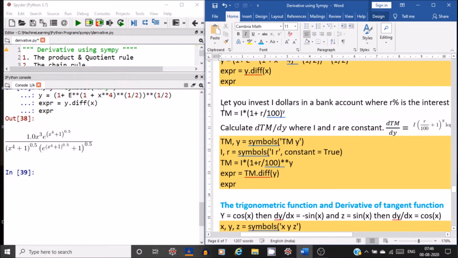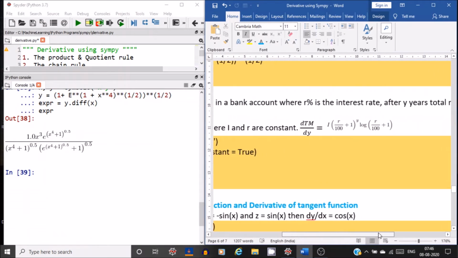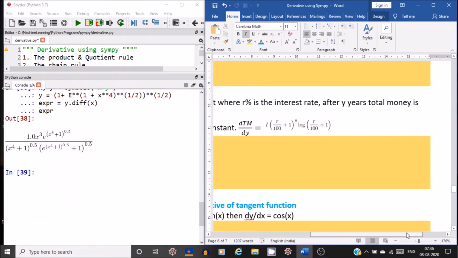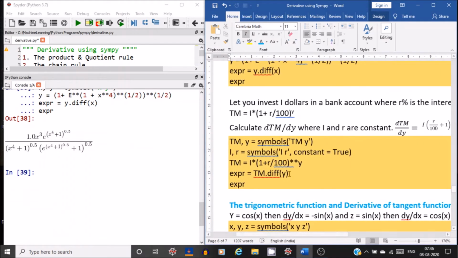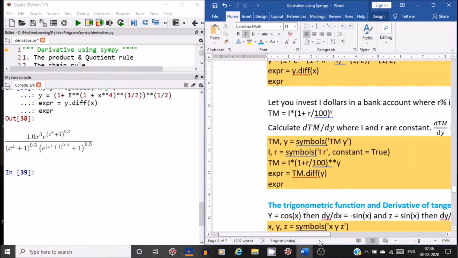Now see one simple example. Say you invest $I in a bank account where R percent is the interest rate. After y years, the total money is Tm is equal to I into (1 plus R by 100) to the power y. Now calculate dTm by dy where I and R are constants. So you just see how to implement this one.